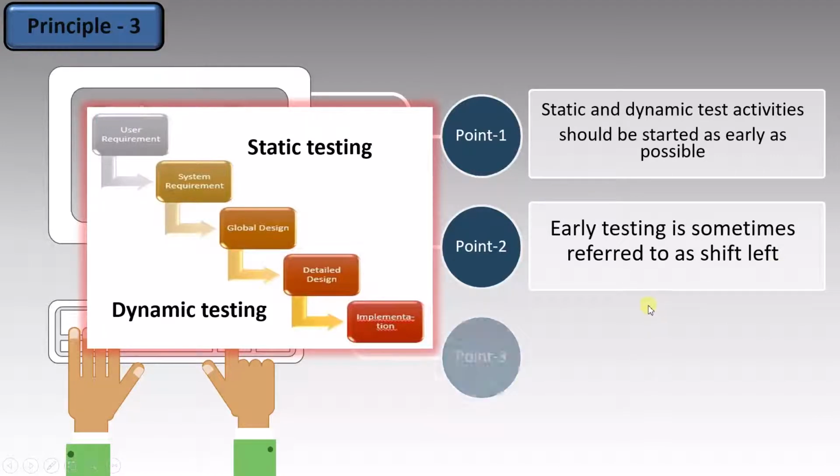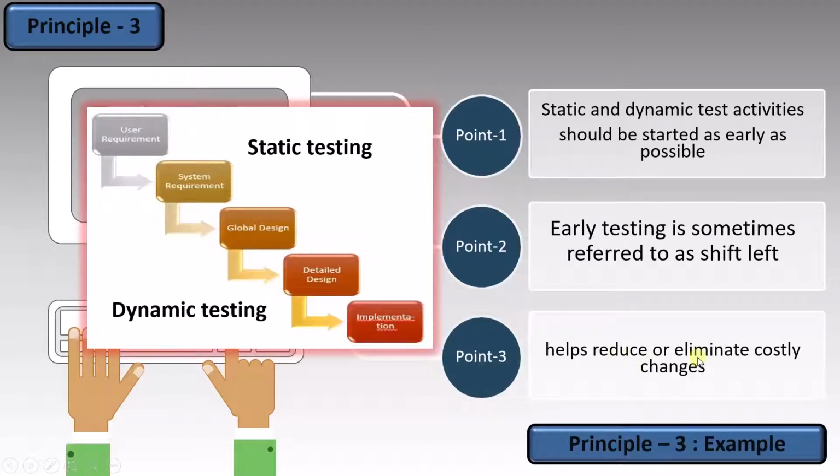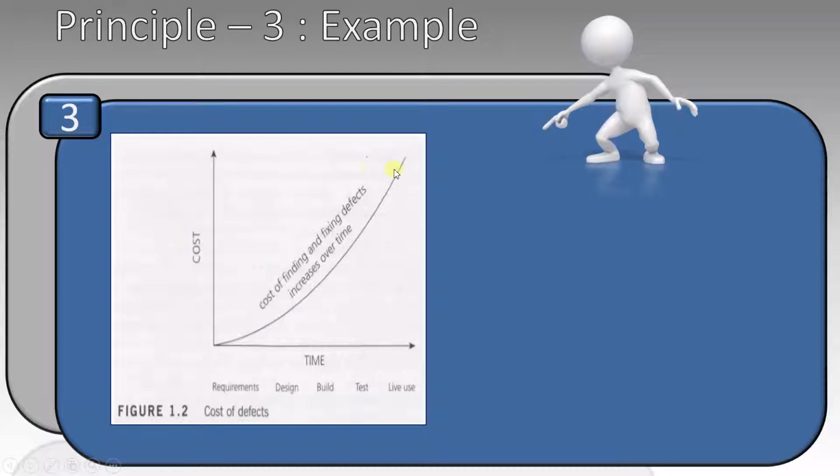And finally, we come to the last point. It helps to reduce or eliminate costly changes. How does it do that? We can see it in the example. So here is a very popular graph about the cost and time of finding defects. As you can see in the requirement stage, the cost of locating a defect is the lowest. When you move to the design stage, it becomes a little costlier. Then as you move to the build stage and then to the test stage, it gets more and more expensive. Finally, at live use, it is the costliest to discover a defect in the product.